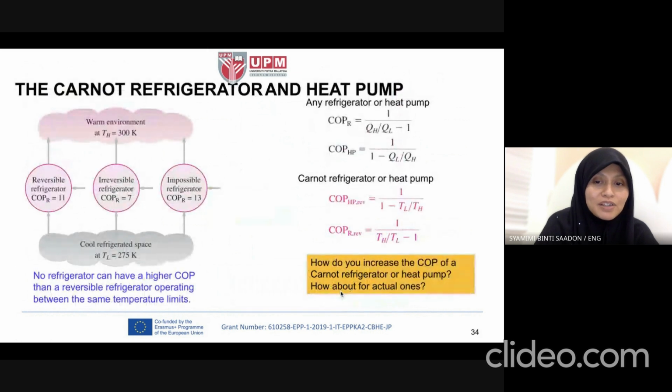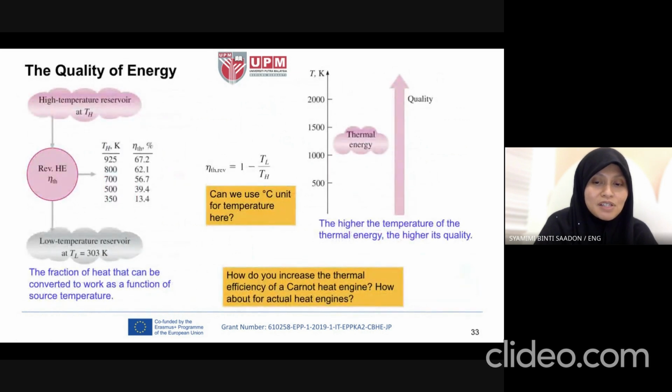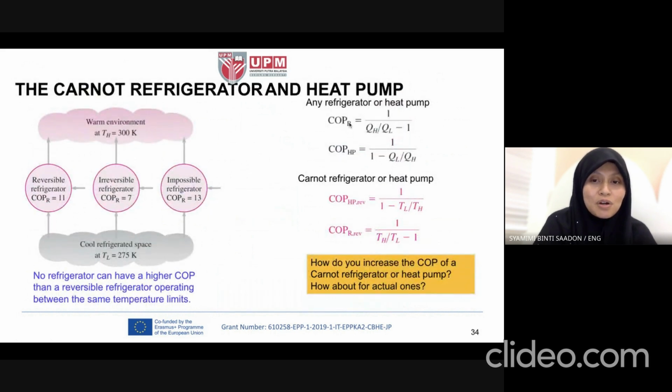So how can we increase the thermal efficiency of a Carnot heat engine? It depends, again, on the low temperature and high temperature reservoirs. If you want to increase the efficiency, we can either increase the high temperature reservoir or lower the low temperature reservoir. And the coefficient of performance for a Carnot refrigerator or heat pump can also use a relation with just the temperature. You don't need to calculate Q, the heat transfer. You can use the temperatures of the high temperature reservoir and low temperature reservoir.